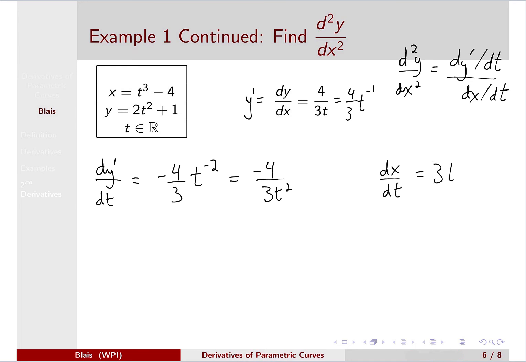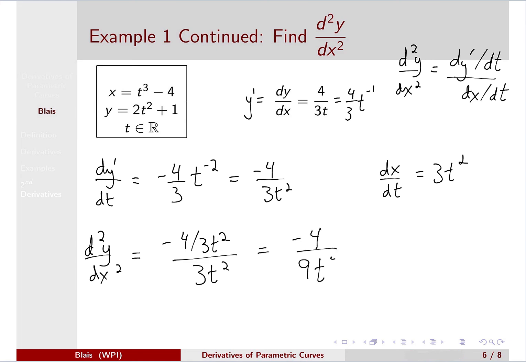was 3t squared, differentiating this parametric equation with respect to t, and now applying this formula gives us d squared y dx squared as dy prime dt, which is minus 4 over 3t squared divided by dx dt, or 3t squared, which gives us minus 4 over 9t to the fourth. And so now we have the second derivative of y with respect to x as a function of the parameter t.